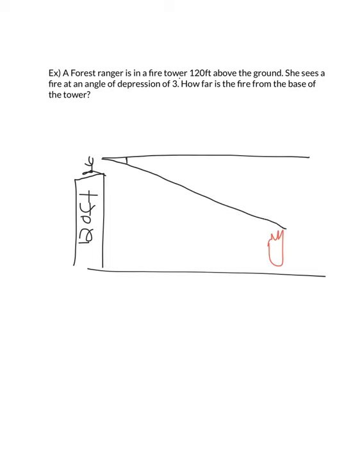Now remember, angle of depression is the horizontal and the line of sight down. So this little angle right there is 3 degrees. They want to know how far away from the fire and the base of the tower. So they want to know this. They want to know X. Now right away you can probably see the triangle that I'm looking for is right here.